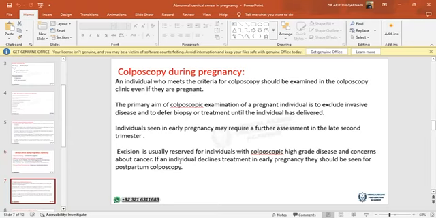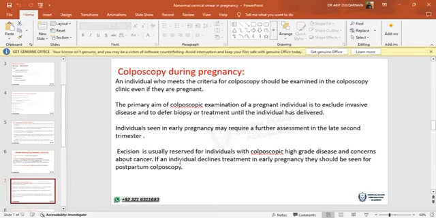Then what are the recommendations regarding colposcopy during pregnancy? These recommendations say that an individual who meets the criteria for colposcopy should be examined in the colposcopy clinic even if they are pregnant. So she should be examined by an expert colposcopy specialist. And what is the primary aim of colposcopic examination? The primary aim is to exclude the invasive disease and to defer the biopsy or treatment until the individual has delivered. So we have to exclude the invasive disease by doing the colposcopy, and we can defer the treatment if invasion is not suspected.